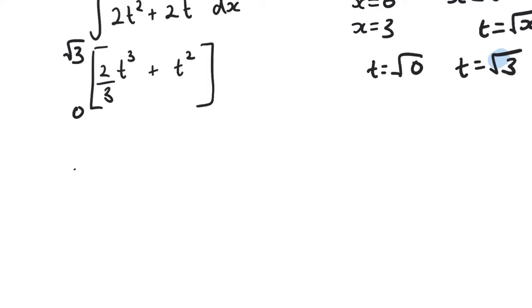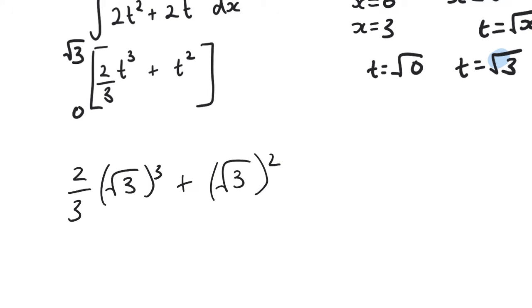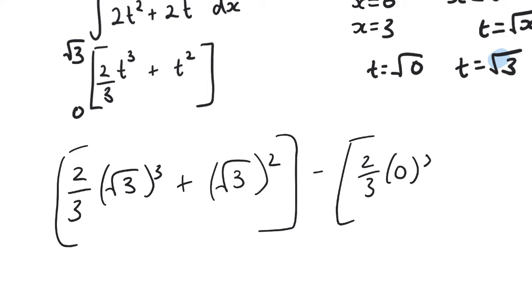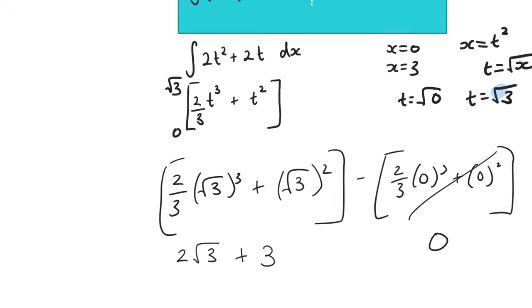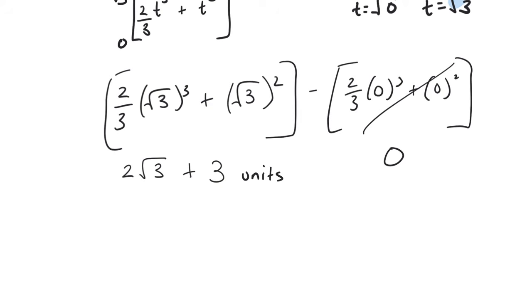So now we're going to have 2 over 3 lots of root 3 cubed plus root 3 squared, minus 2 over 3 lots of 0 cubed plus 0 squared. We know this is going to cancel to become 0. Right, so now we're going to have root 3 times root 3 is 3, times root 3 is 3 root 3, times 2 over 3 is 2 root 3, plus root 3 squared is just 3. So there's our answer. And then units squared.